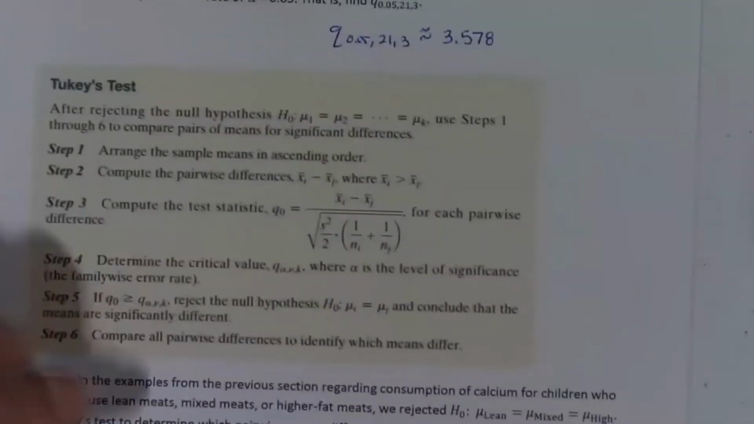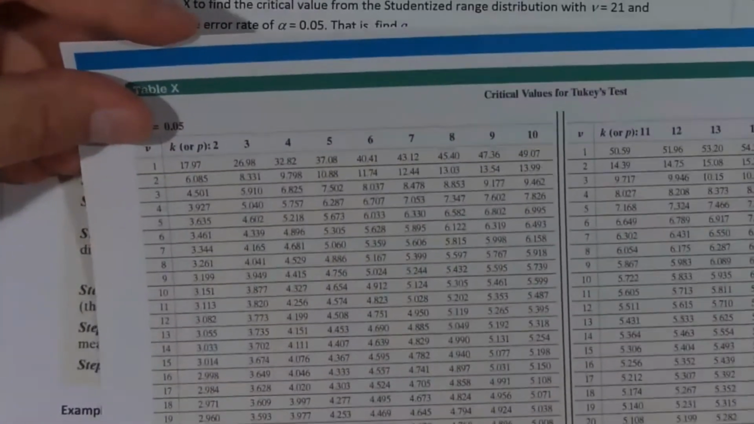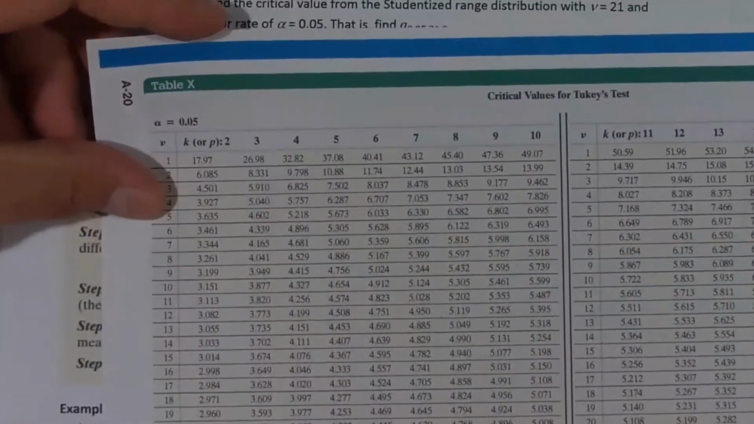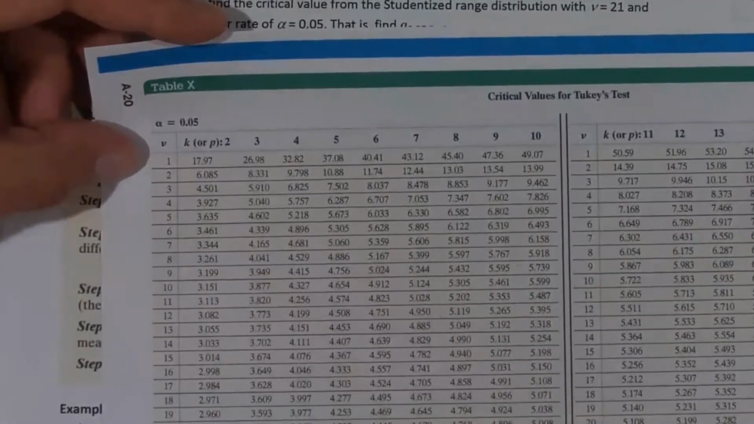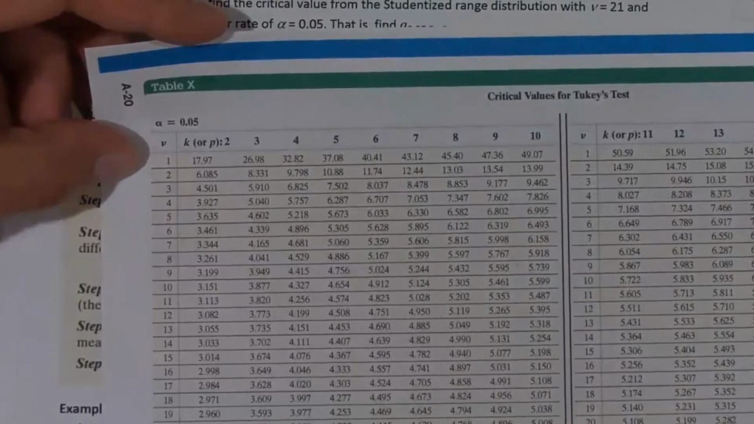So once again, our table hasn't got the most detail, so we don't have 21 degrees of freedom due to error, and so we have to go with 20 in this particular case. And then we do have the k equals 3, so that's where we get our 3.578 critical value.